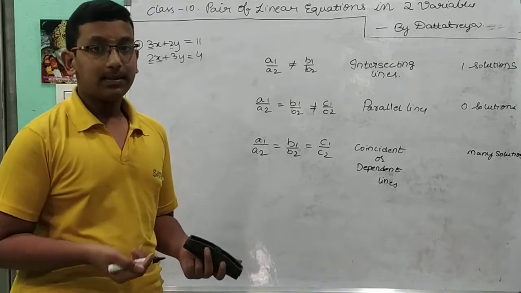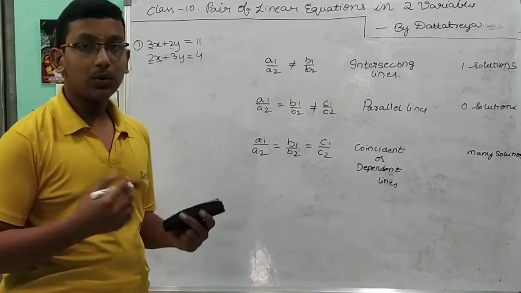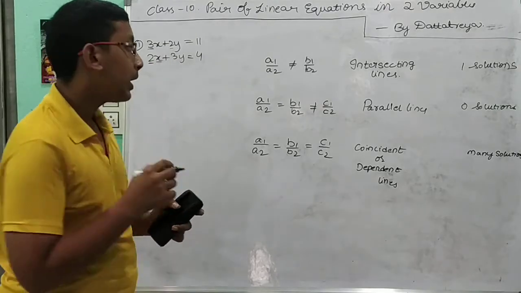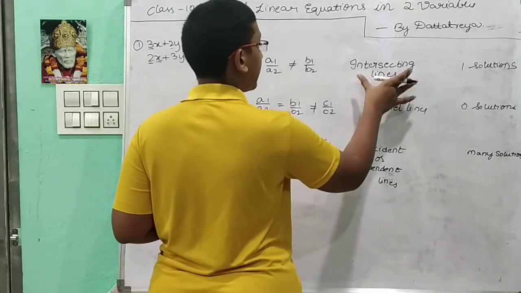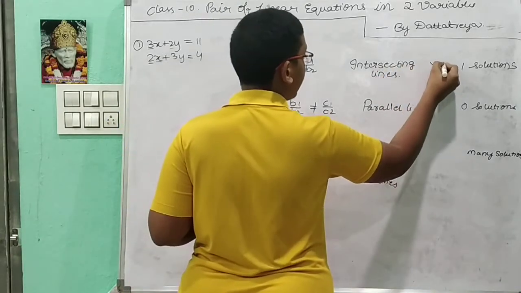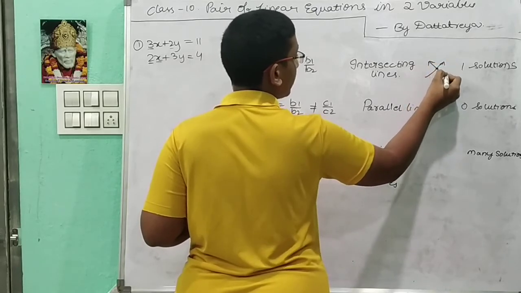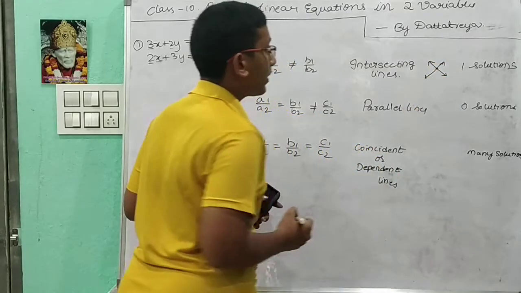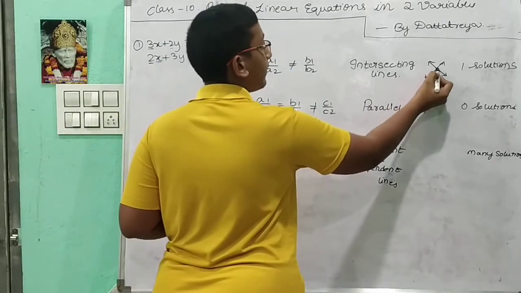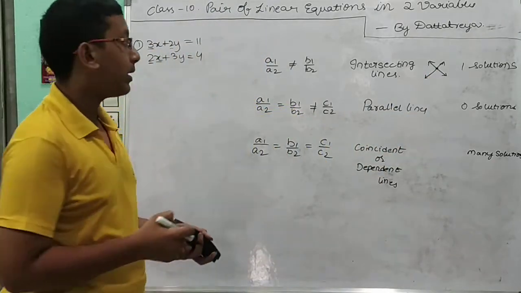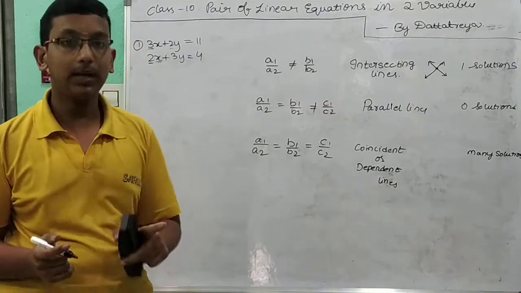I will explain how to do the graphical method in a pair of linear equations in two variables in the next video. Now, intersecting lines will be in this way and they will intersect at a point. They should be drawn with arrows and a center point, which is nothing but the point of solution. There will be only one solution.